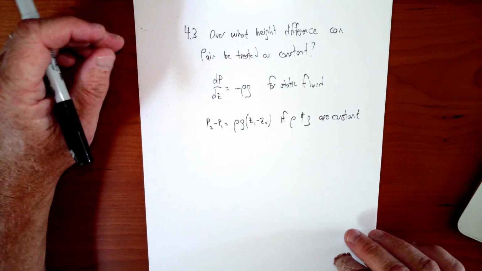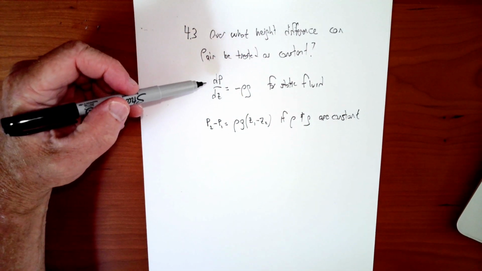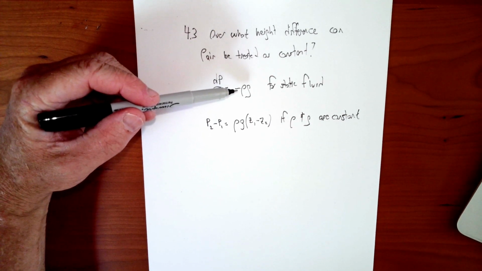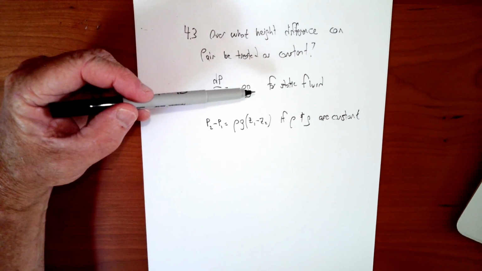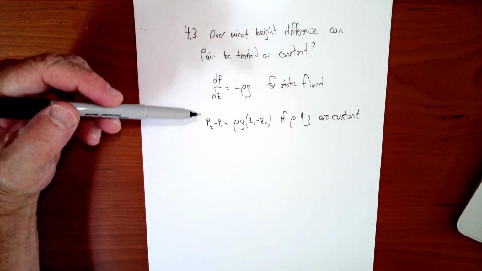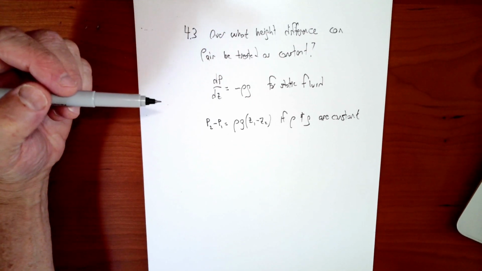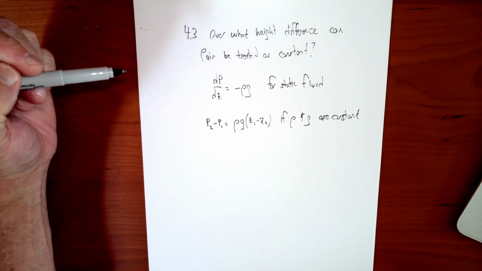So we've seen that for static fluids, the pressure gradient dP/dz is equal to minus rho g in an unmoving, static fluid. And that means we can integrate that and show that P2 minus P1 equals rho g (Z1 minus Z2) if rho and g are constant.